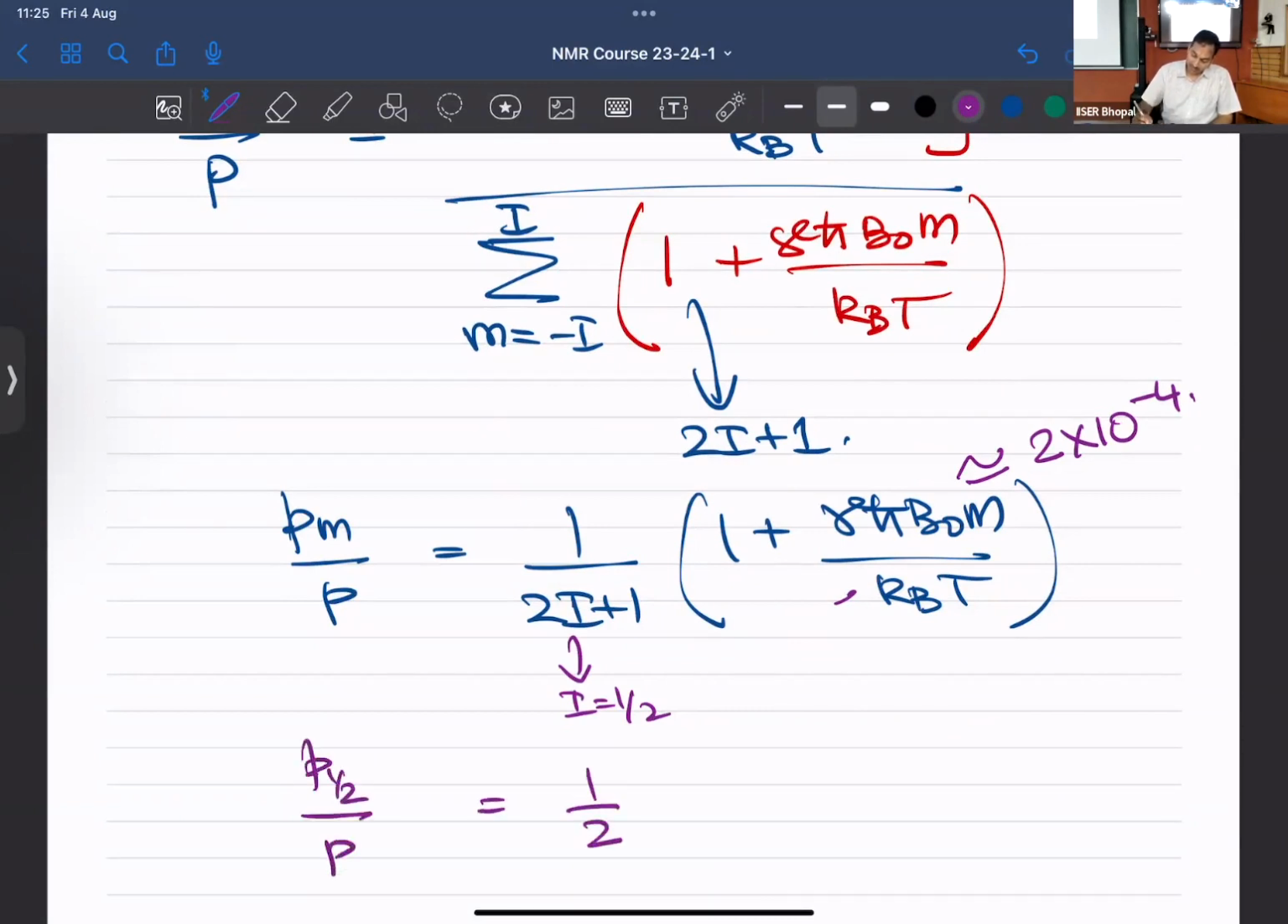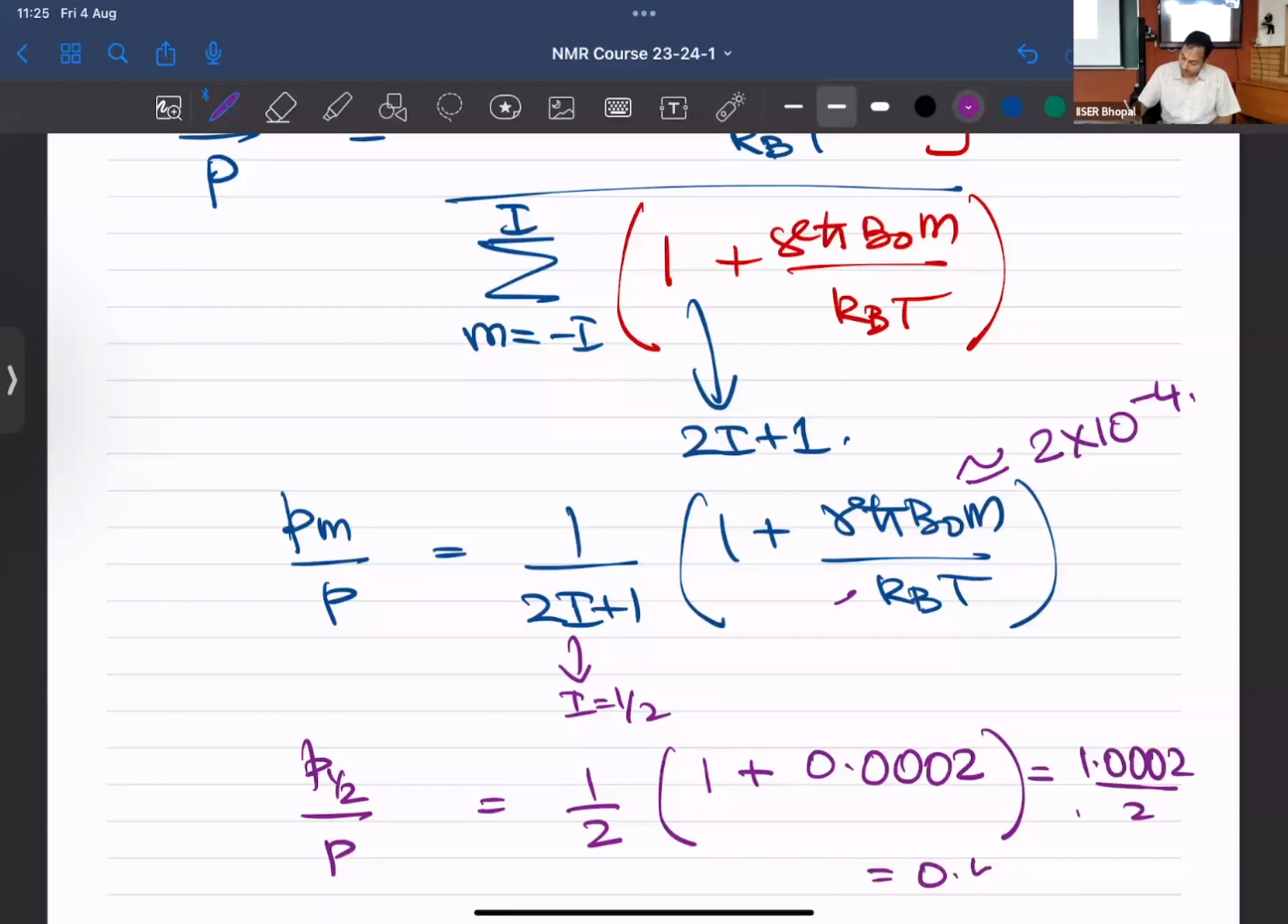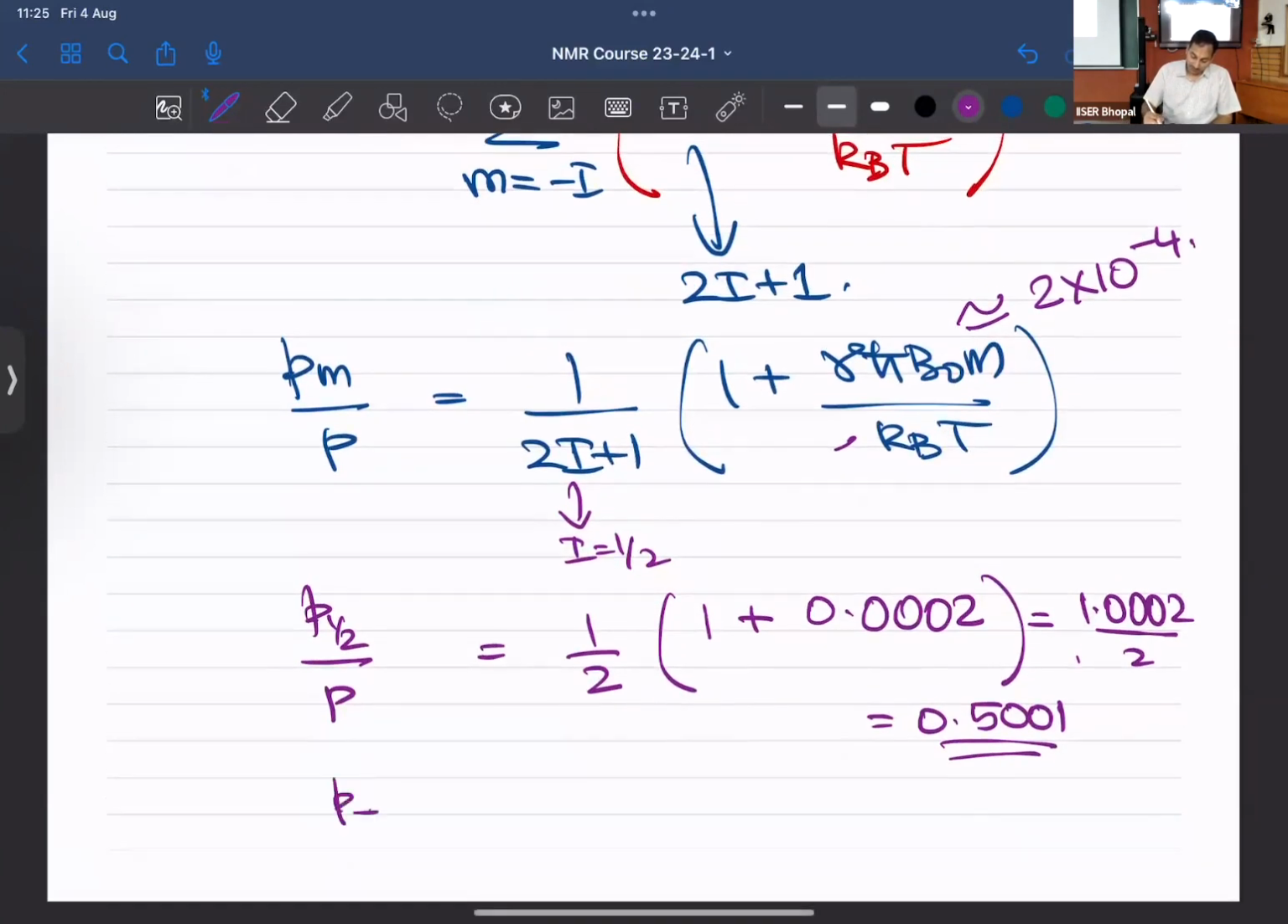P of half over P is going to be 1 plus 0.0002, correct? So what is that going to be? Divided by 2, it will be 0.5001. Correct? And therefore P minus half over P is going to be equal to 0.4999. You guys see that?